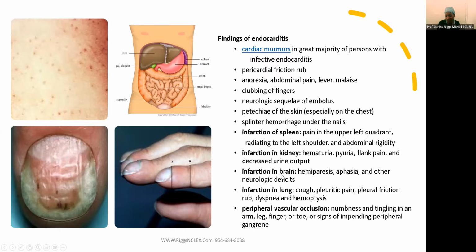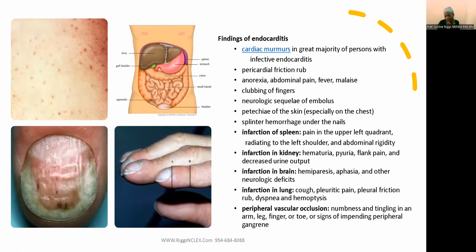Function of the brain: paresis, aphasia. They don't understand what you're saying. They can't get their words out. So they have something like Broca's aphasia, where they're trying to say something and it's gibberish. Neurological deficits. Infarction of the lungs.